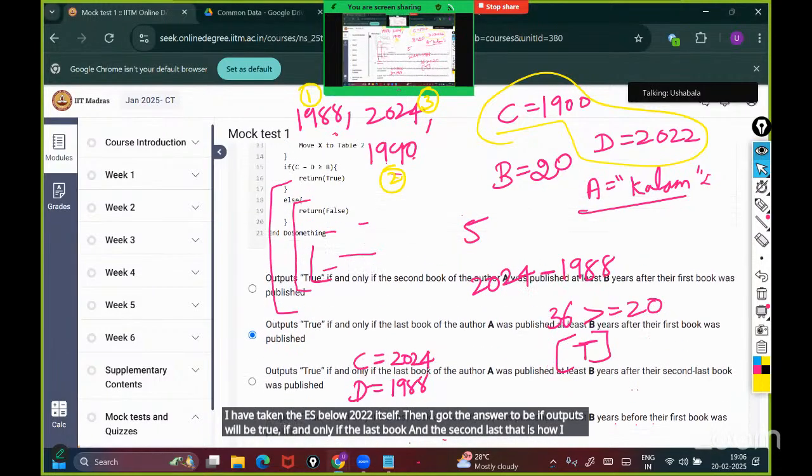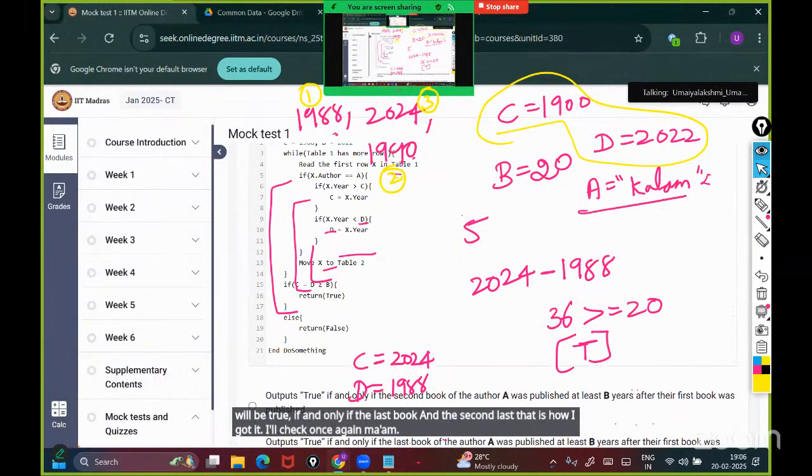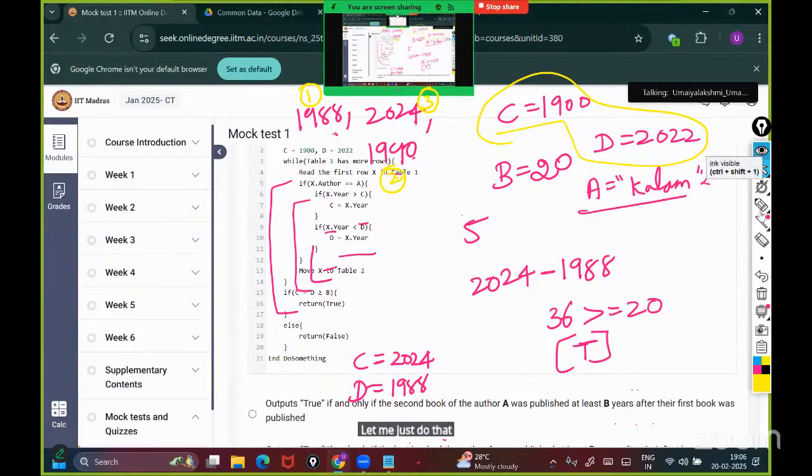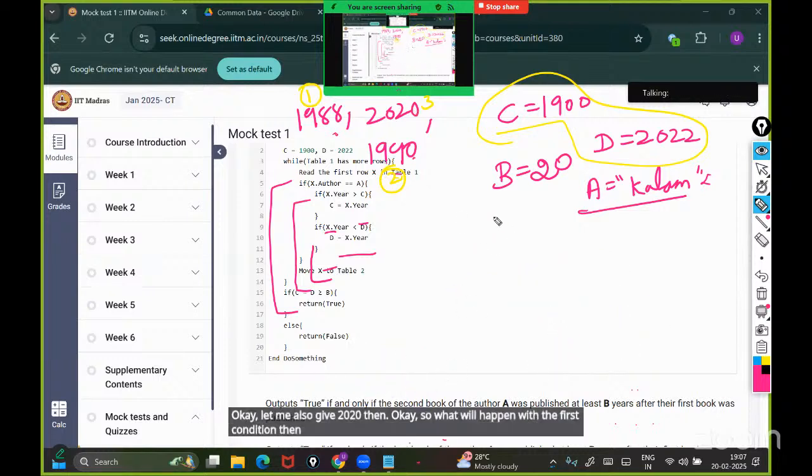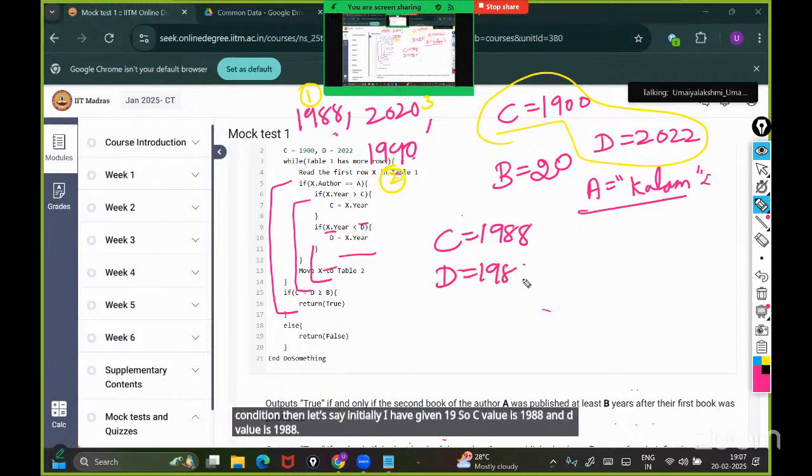I'll check once again, ma'am. Okay. Let me just do that as well. So instead of 2024, let me give some 2021. Okay, let me also give 2020 then. So what will happen with the first condition then? Let's say initially I have given 1988. So C value is 1988 and D value is 1988. That's what I got, right?